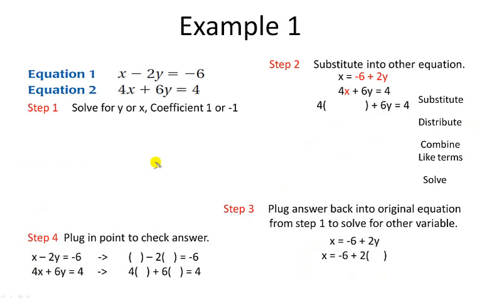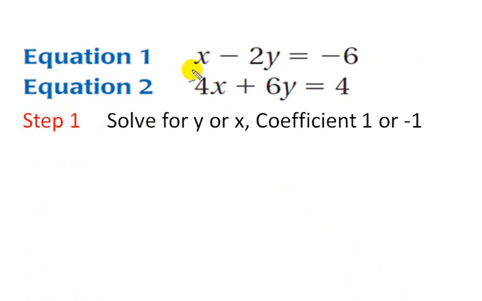Okay, so let's look at our first example. We're given two equations. Our variables are x and y, and we want to solve this system of linear equations by substitution. So our step 1 is to solve for x or y, whichever has a coefficient of 1 or negative 1. So I'm going to look at all my coefficients here. And I see I have coefficients of negative 2, 6, and 4, and this one doesn't have a coefficient, but like we said before, if it doesn't have one, you can think of it as 1, so 1x minus 2y.